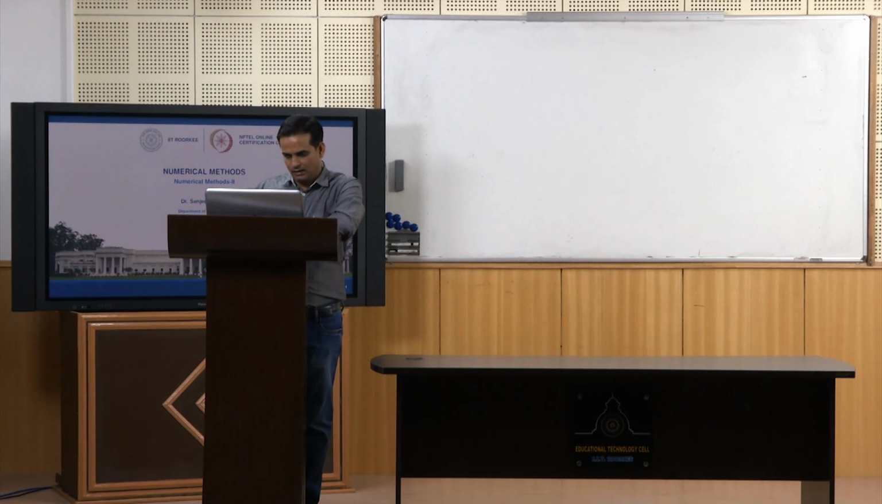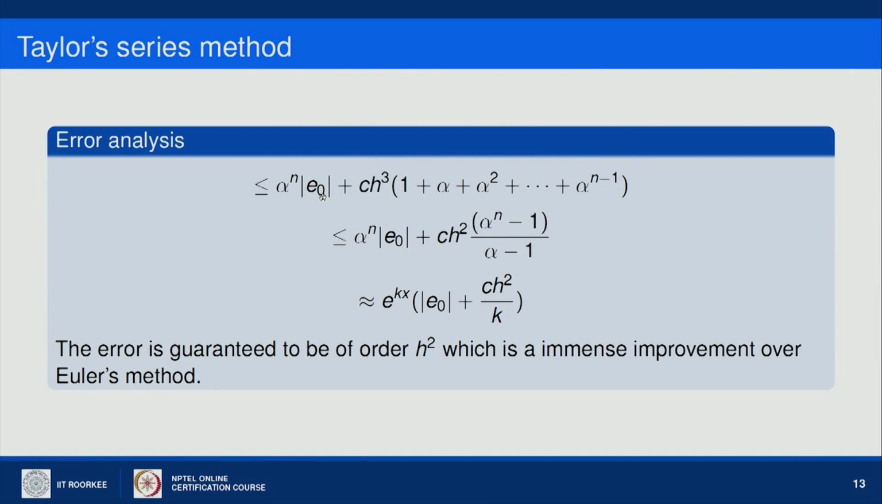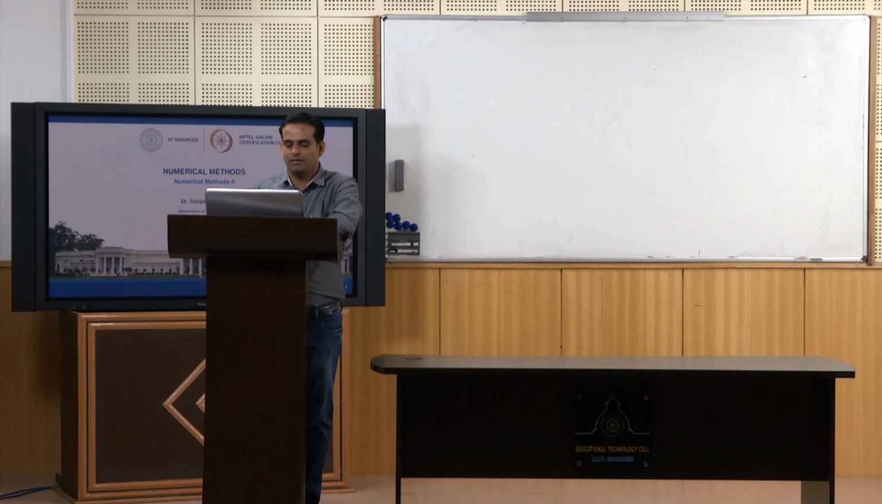This expression can be written in this form. If I use the expression for the error from the first iteration, that is E_0, the initial error, and finally this sum can be written as 1 plus alpha plus alpha square up to alpha to the n minus 1, and finally it comes out in this way. So, this expression guarantees that the error will be of order h square, which is an immense improvement over Euler's method, where we had accuracy of order h.